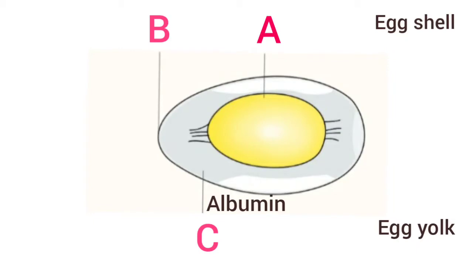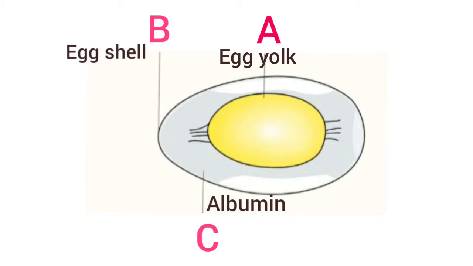Okay, the next one, egg yolk. Where the egg yolk will come is absolutely A, because A part denotes the yellow-like substance. So A part denotes egg yolk. And the next one is eggshell. B part is eggshell. The outer layer is called eggshell. So the A part is yolk, B part is eggshell, and C part is albumin. That's all students. Do you understand?